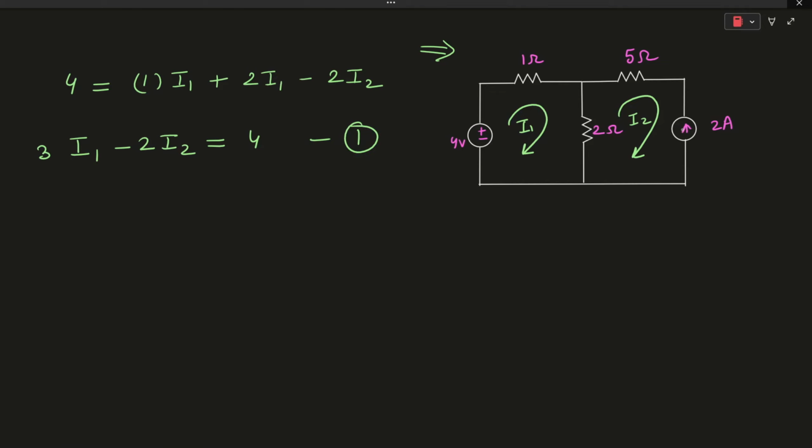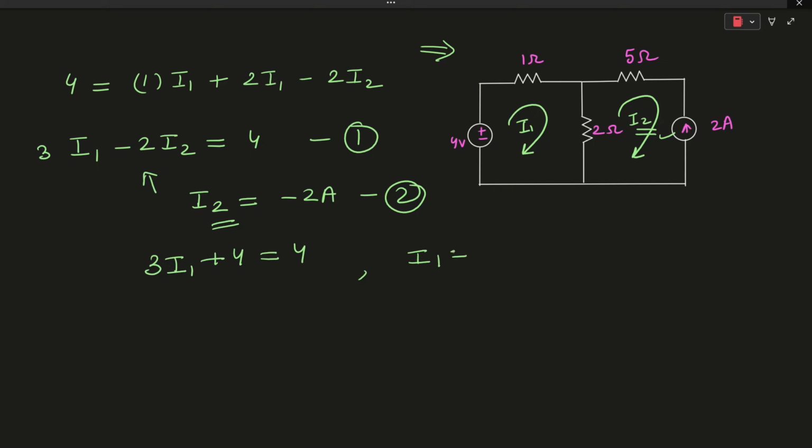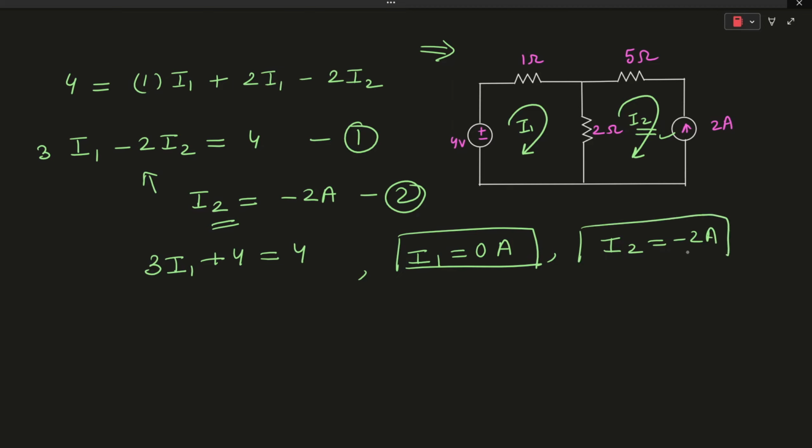In the next case, since 2 ampere current is flowing in the opposite direction of I2, I2 will be equal to minus 2 amperes. So this will be equation 2. On substituting the value of I2 in the first equation, we get 3I1 plus 4 equal to 4, which means I1 will be equal to 0 amperes, and I2 is already given to us, which is minus 2 amperes. I hope it is clear how we are solving this particular problem.